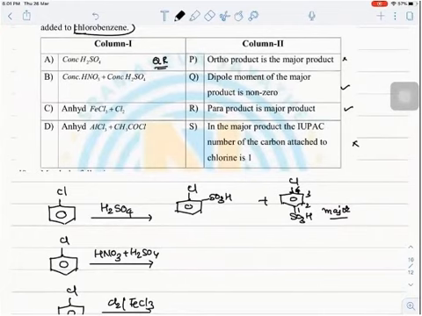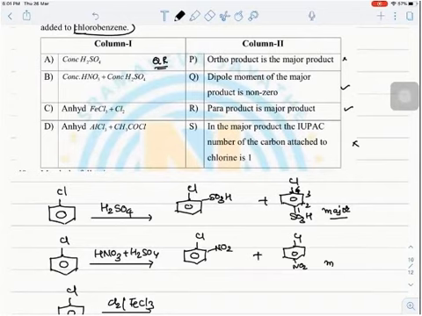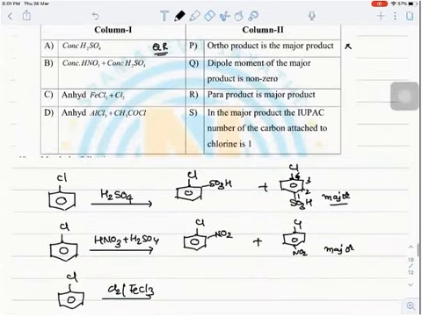Okay. Next, nitration of chlorobenzene. Chlorobenzene on nitration will give Cl NO2 ortho, and Cl NO2 para. Para product is the major product again here. Saying ortho product is major is not correct for the B option. Dipole moment is non-zero, since chlorine and NO2 groups are different. So this is correct. Para product is major.